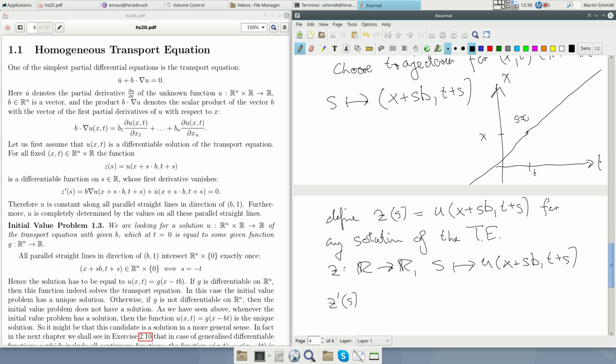Now this is an inner function. We have an inner function s. The answer is one should use the chain rule. This is x plus sb, t plus s, this is an inner function. And u, this is x plus sb, comma t plus s, going to u of x plus sb, comma t plus s. This is the outer function.